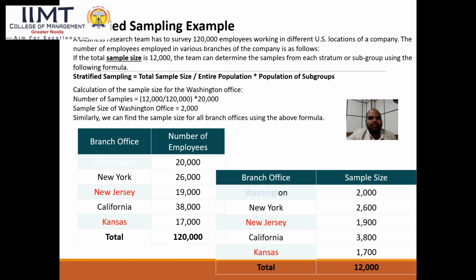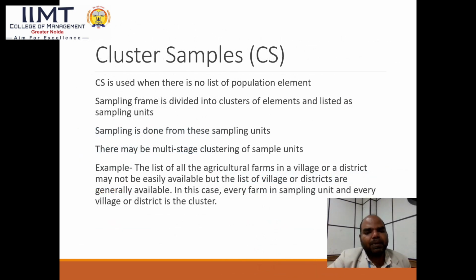The next sample is the cluster sample, in short form CS. CS is used when no list of the population is available. No list of population elements is available to the researcher. The sampling frame is divided into clusters of elements and listed as sampling units. Sampling is done from these sampling units. There may be multi-stage cluster samples, multi-stage units.